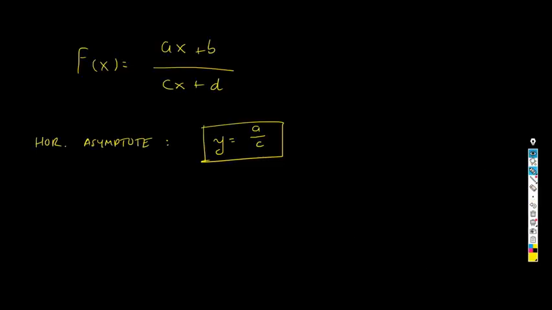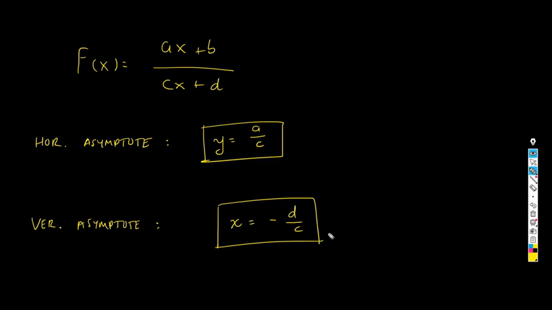And finally, the vertical asymptote. The vertical asymptote is given by the following formula, which is minus d over c. Minus d over c. So basically, the negative of this coefficient over this coefficient, or the coefficients of the polynomial that works as a denominator. Okay, minus d over c.